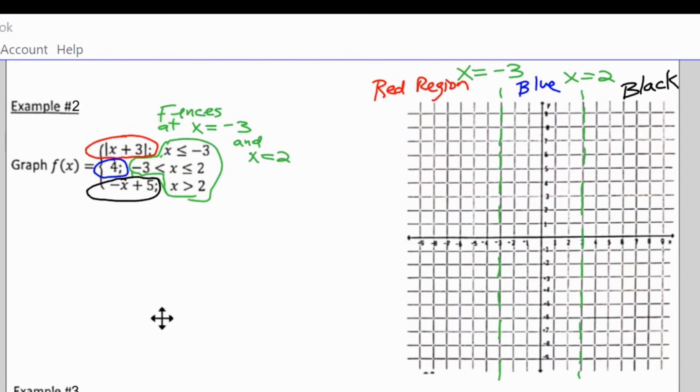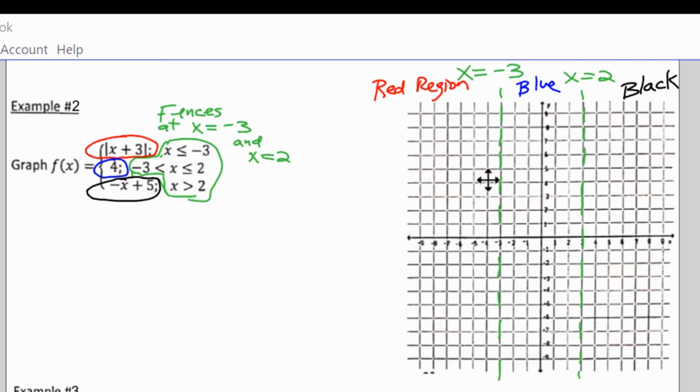All right, let's look now at example number 2. So this example number 2 now has 3 rows. There's 3 different equations, all part of this same function. And so my fences, if you look at my conditions, here I'm actually going to need a vertical dotted line fence at -3, and another fence at +2. Now I use dotted lines to show these are not an actual part of the graph. These are just used to determine my regions.